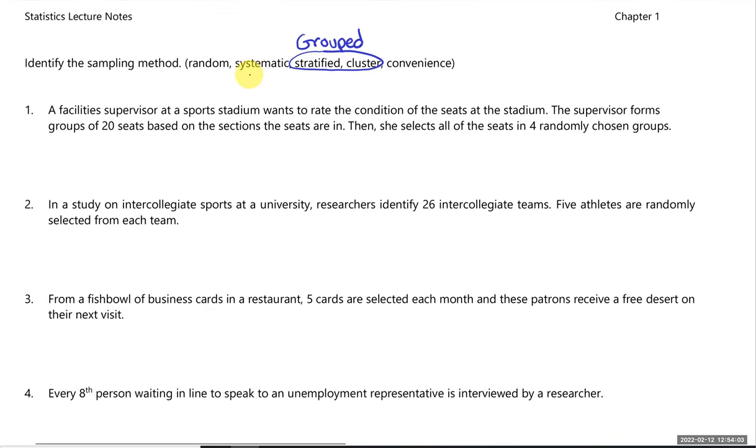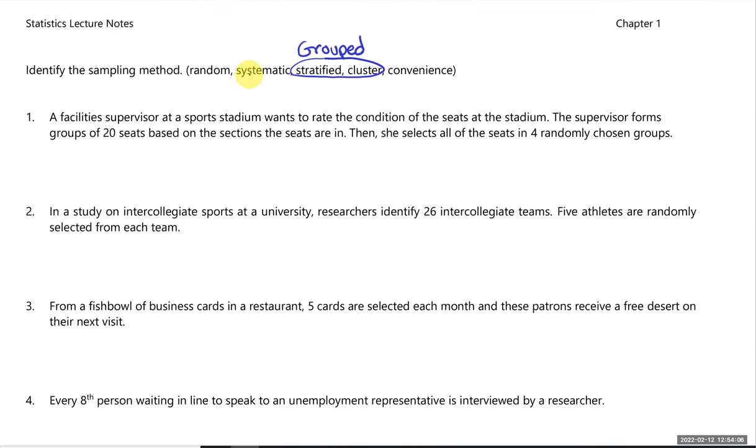Okay, so number one, a facility supervisor at a sports stadium wants to rate the condition of seats at the stadium. The supervisor forms groups of 20 seats based on the sections the seats are in, and then she selects all the seats from four randomly chosen groups. So as you can imagine, in a huge stadium, maybe they don't want to look at every single seat. That would be tedious and time consuming. All right, so we've got groups. So she selects all seats in four groups.